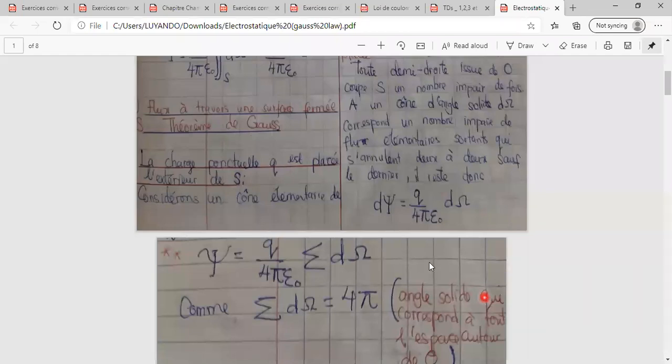So if we have a cone, let me try to draw it. So if I have a cone, okay. So if I have a sphere, something like that, and then I take a part of it. So this is our center O, and I've taken this part of the sphere. What I'm going to have is a cone.